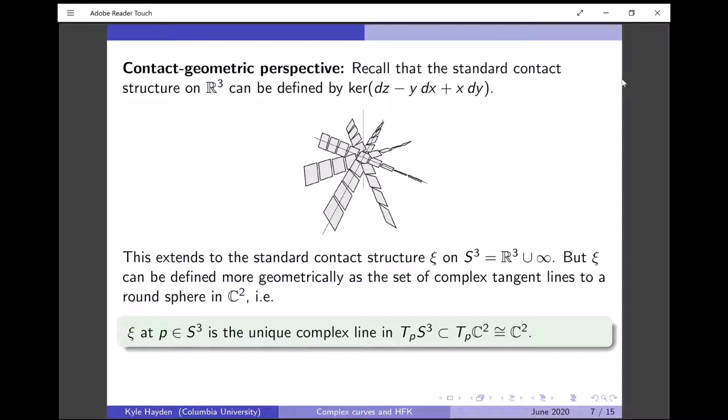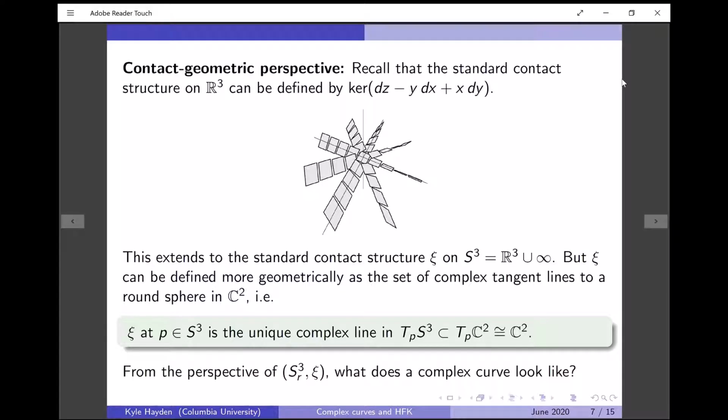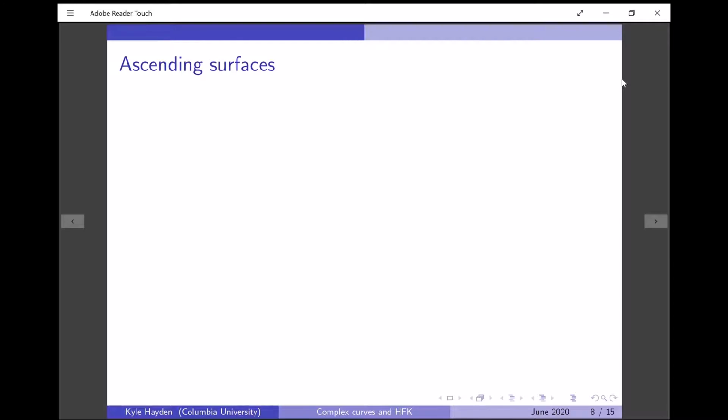Okay. So now, with this extra information in hand, we want to return to our initial question and say, well, now, not just from the perspective of these three spheres topologically, but from the perspective with the contact geometry, what does a complex curve look like? And so this is what motivates the more general class of surfaces that we're going to study. Okay, and so these are called ascending surfaces.